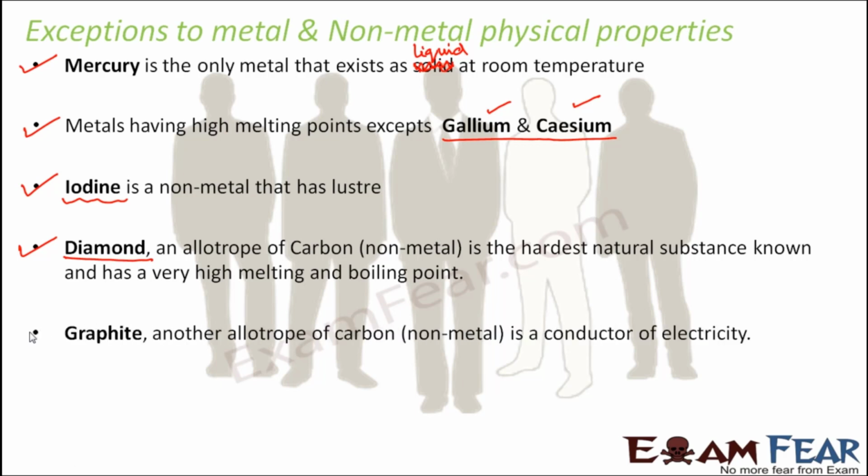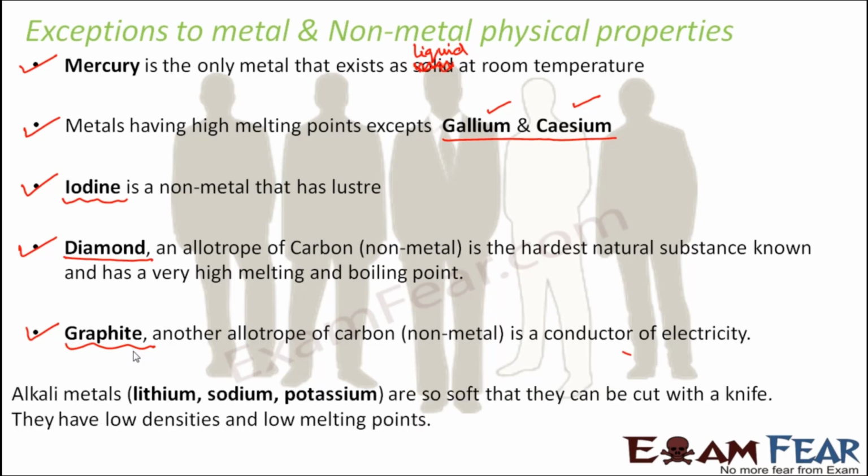Graphite, which is another allotrope of carbon, is a conductor of electricity. We say that non-metals are poor conductors of electricity, but again graphite is an exception because it is a good conductor of electricity, but it is a non-metal.